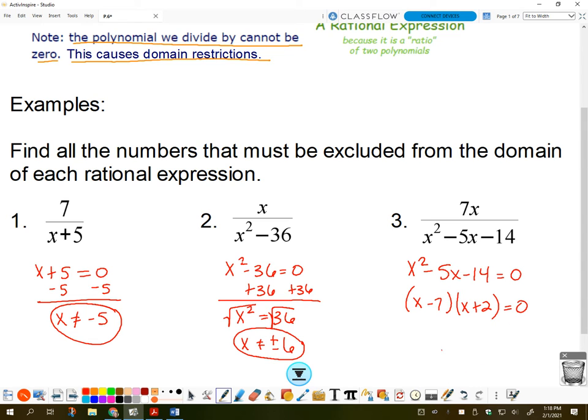Then you have what's called the zero product property that says that if I multiply those and get 0, then one of those things has to be 0. So we figure out that x is 7 and x is negative 2. And those are the two times where I'm going to get 0 in this denominator, which is going to cause a problem because you can't divide by 0.